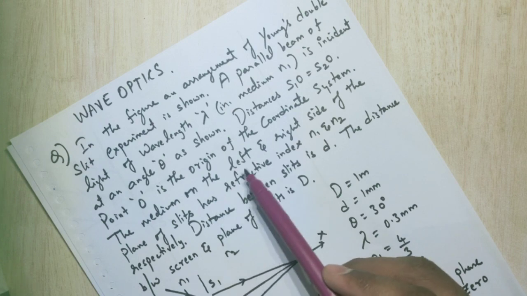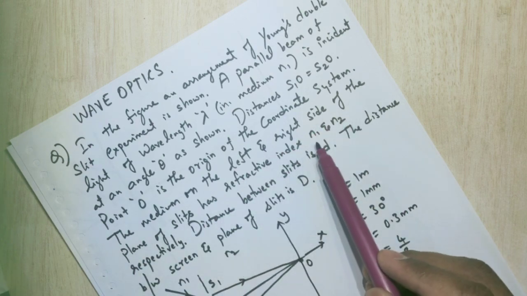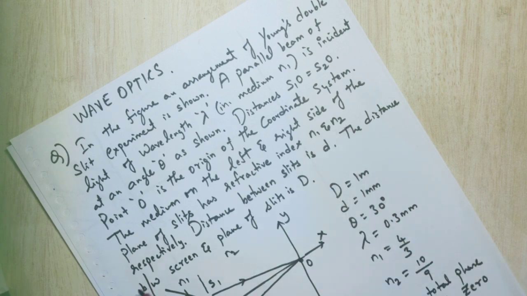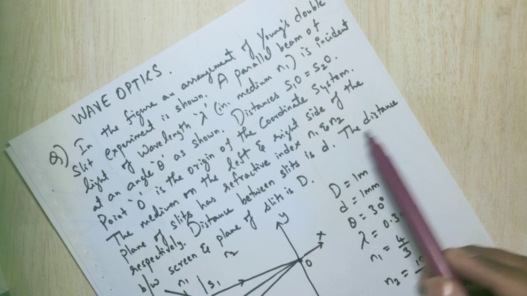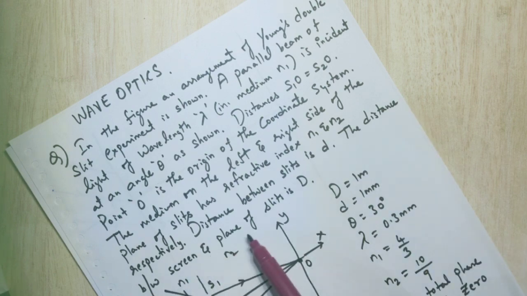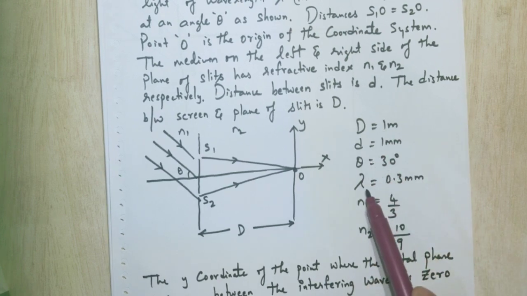The medium on the left and right side of the plane of slits have refractive indices n1 and n2 respectively. Distance between the slits is small d. The distance between the screen and the plane of slits is capital D. And all the values are given: capital D, small d, theta, lambda, values of refractive indices n1 and n2.